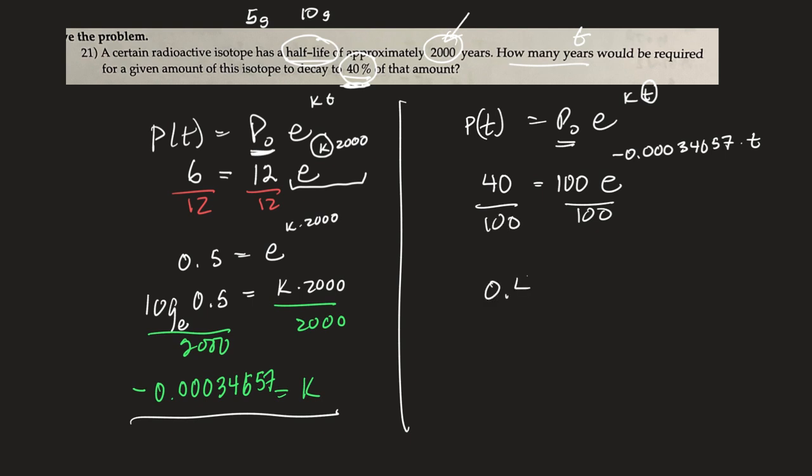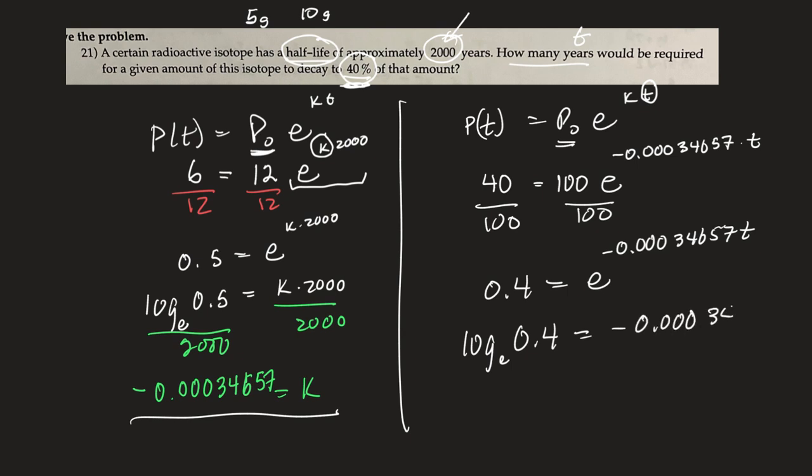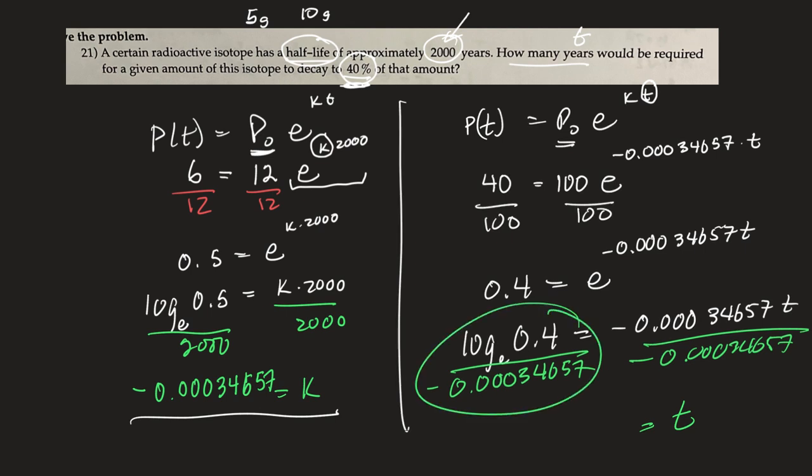So I'll get 0.4 is equal to e to the negative 0.0034657t. Change it to log form. Log base e of 0.4 is equal to that thing, negative 0.0034657t, and then divide both sides by that negative 0.0034657. And so once I do this, that'll tell me what length of time I did.